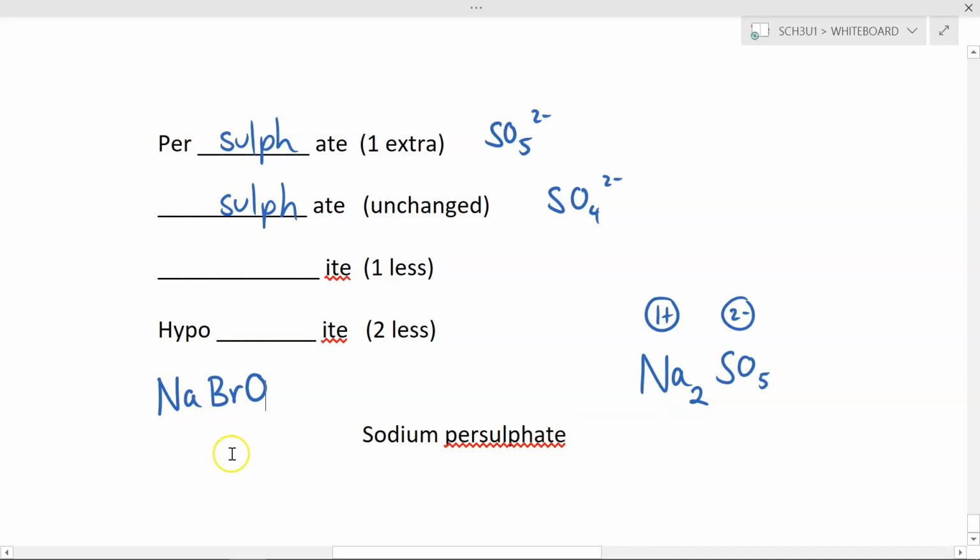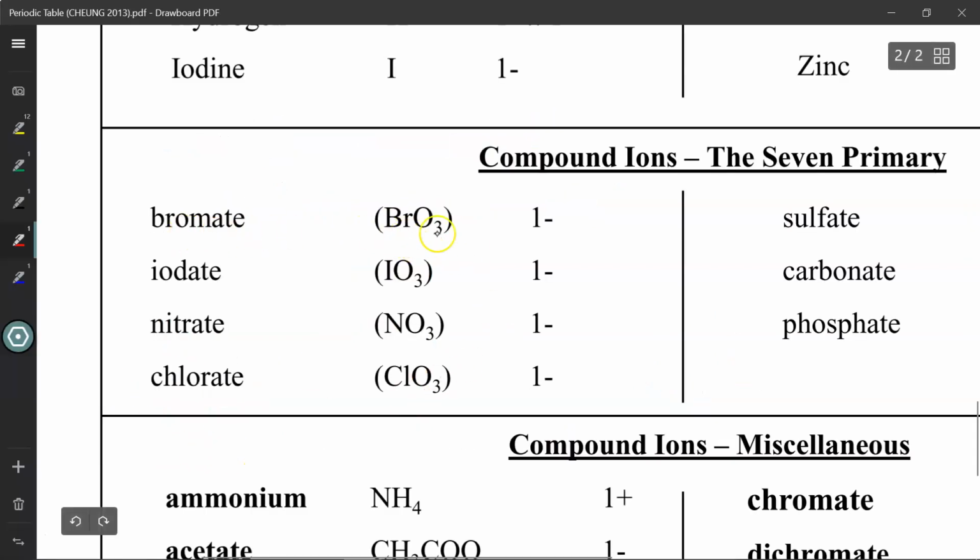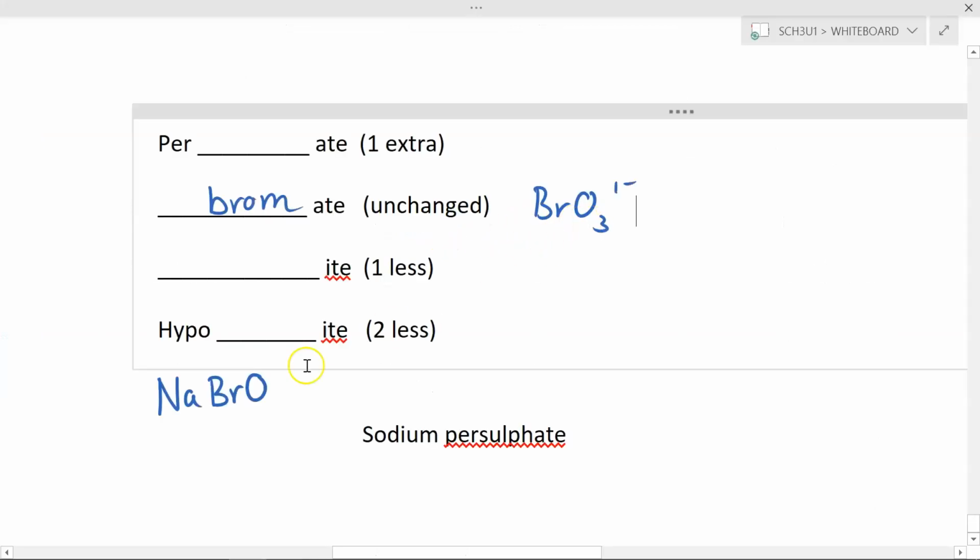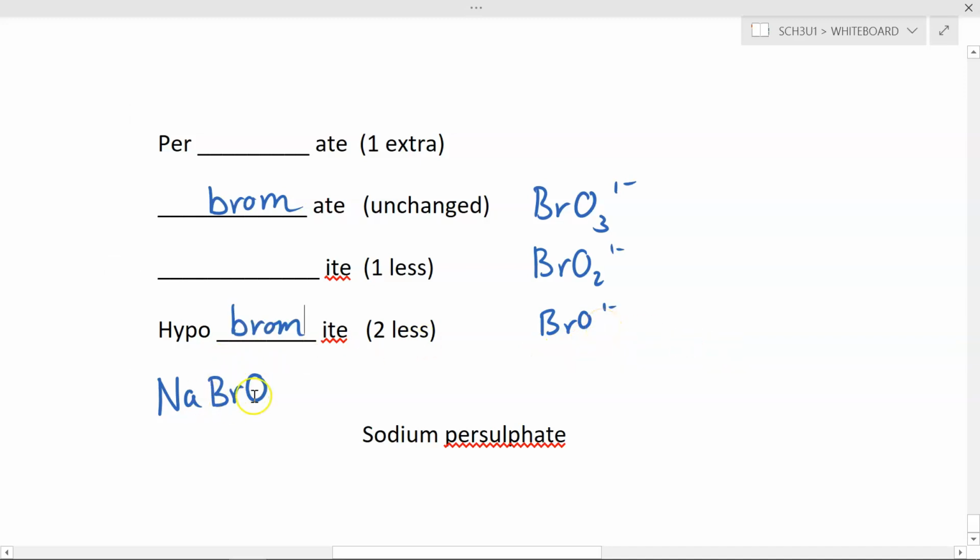Let's try one last one. NaBrO. So the BrO reminds me of bromate, BrO3, with a 1- charge. But since it's BrO, I know that it's lost 2 oxygens since then. So not BrO2, but BrO with a 1- charge. So this must be a hypobromite.